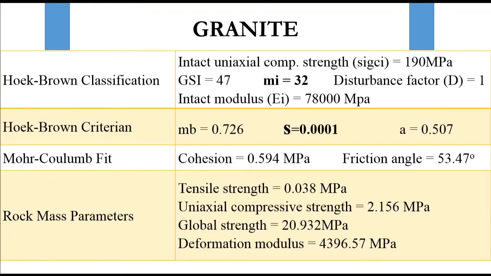The rock mass properties of the granite are as follows. The material constant is 0.726, cohesion is 0.594 megapascal, friction angle is 53.47 degree, tensile strength is 0.038 megapascal, UCS is 2.156 megapascal, and deformation modulus is 4396.57 megapascal.